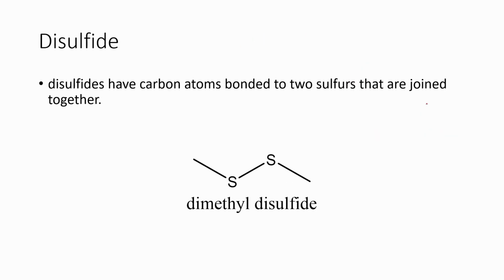Next, you have your disulfide. Disulfides have carbon atoms bonded to two sulfurs that are joined together. So these are similar to your sulfide, but in this case, you have two sulfur atoms, hence the name disulfide. So this compound is CH3 SSCH3. This is your disulfide. So disulfides are frequently found in your biochemical substances.